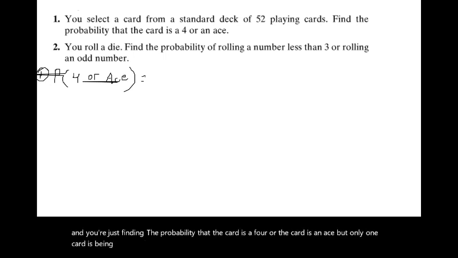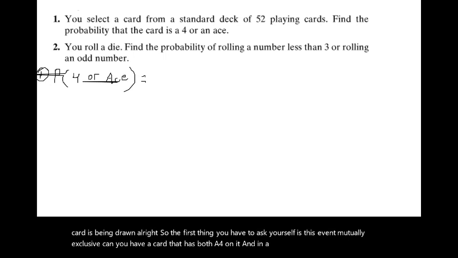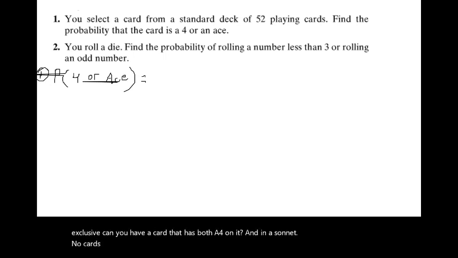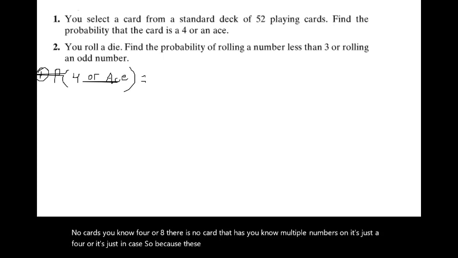All right, so the first thing you have to ask yourself is, are these events mutually exclusive? Can you have a card that has both a 4 on it and an ace on it? No, there is no card that has multiple numbers on it. It's just a 4 or it's just an ace. So because these two events cannot occur at the same time, they are mutually exclusive.